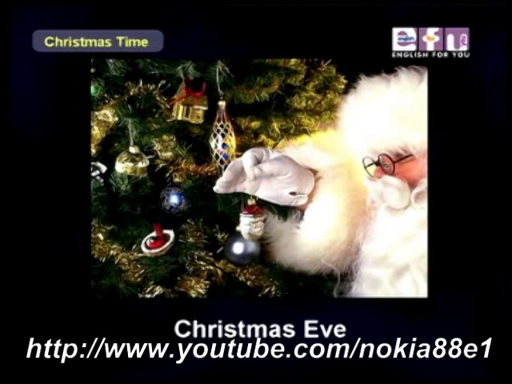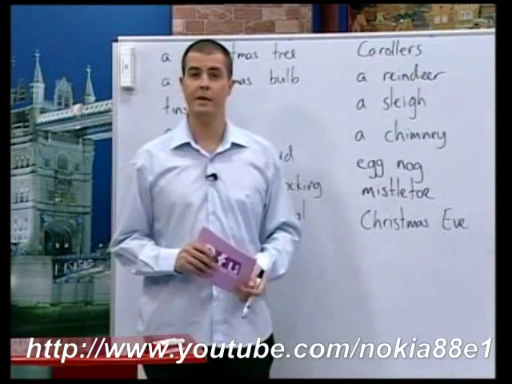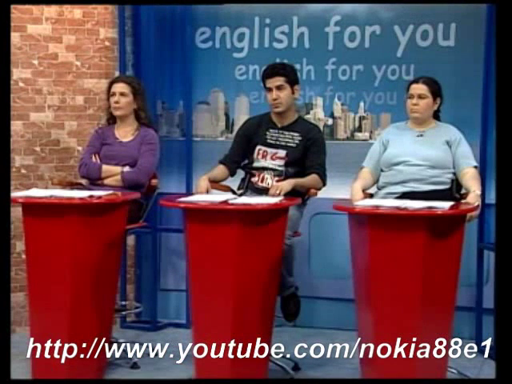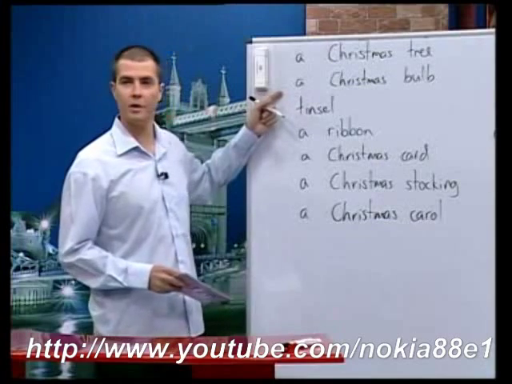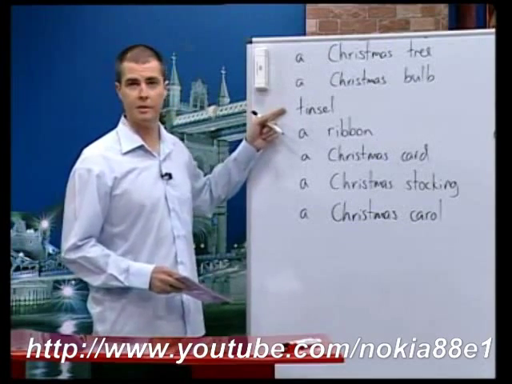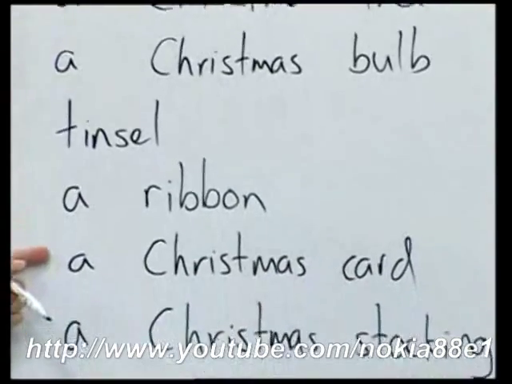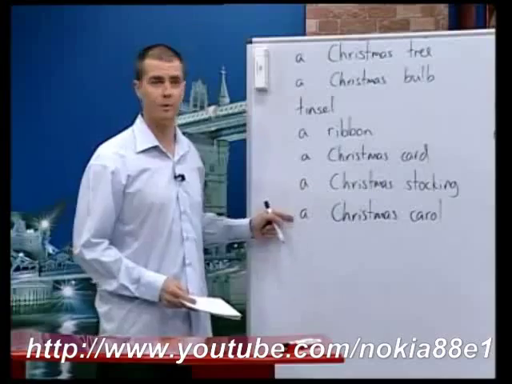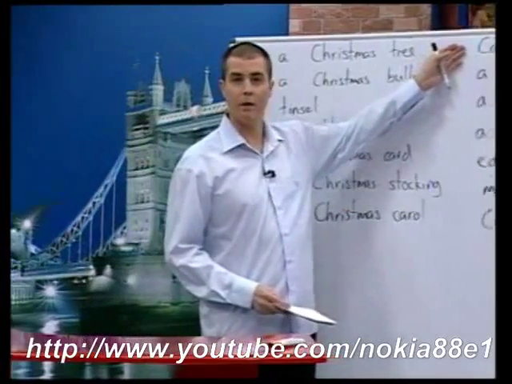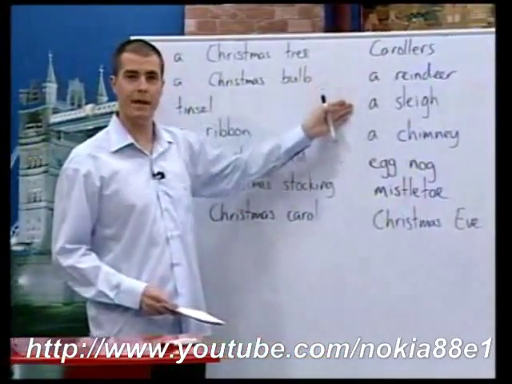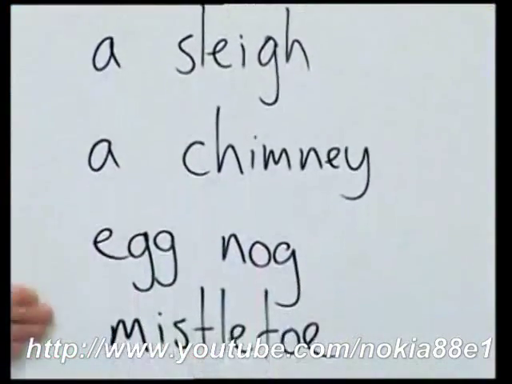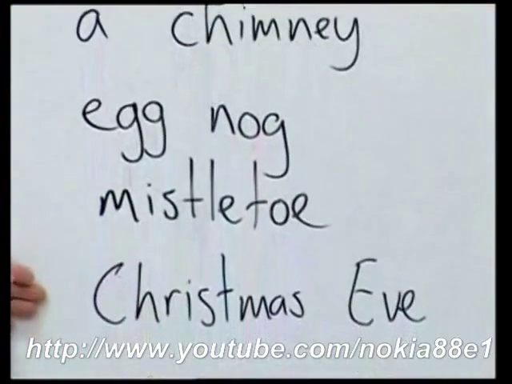And finally, Christmas Eve. Christmas Eve is the day and the night before Christmas. Let's go over these again. We have a Christmas tree, a Christmas bulb, tinsel, a ribbon, a Christmas card, a Christmas stocking, a Christmas carol, carolers, a reindeer and a sleigh, a chimney, eggnog, mistletoe, and Christmas Eve.